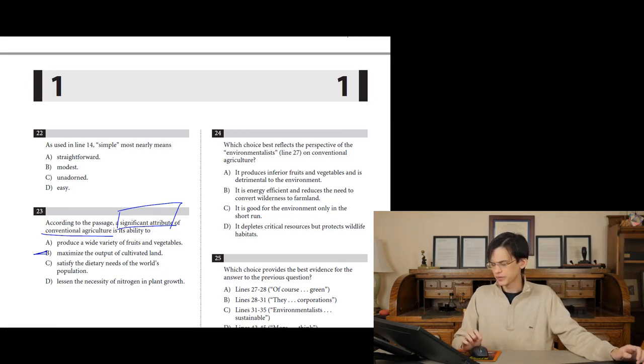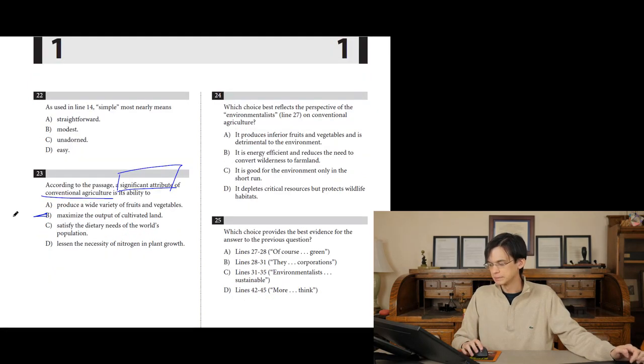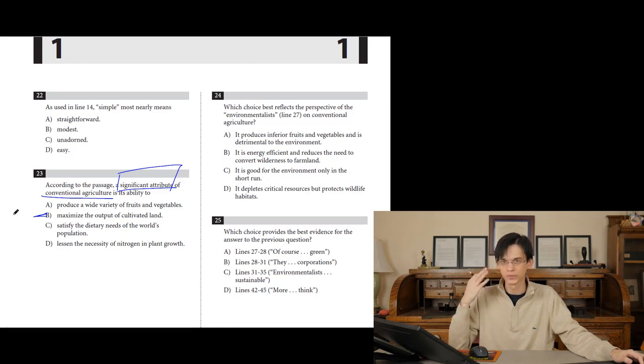What about C? A significant attribute of conventional agriculture is its ability to satisfy the dietary needs of the world's population. Maybe. This is interesting. I feel like in a way I don't like C because I'm comparing it with B, but that's not a reason to like it or dislike it, honestly. It's just like a thought of mine, to be honest. Satisfy the dietary needs of the world's population. I'm gonna have to leave this actually.